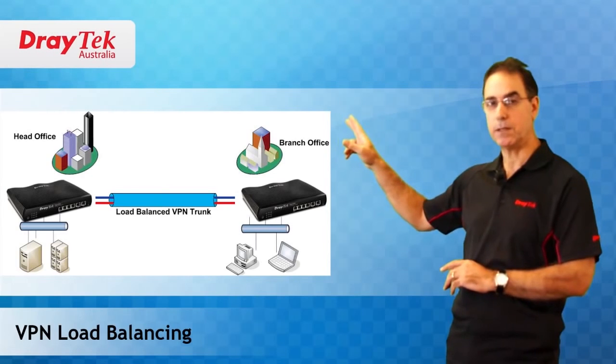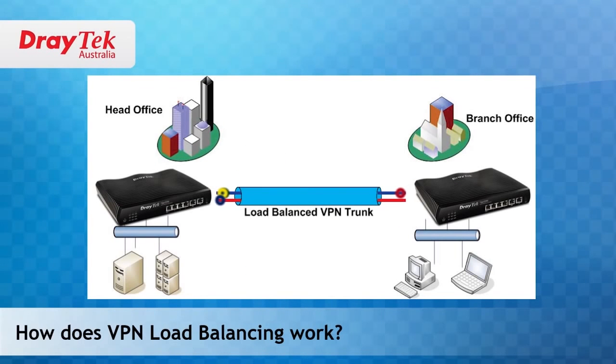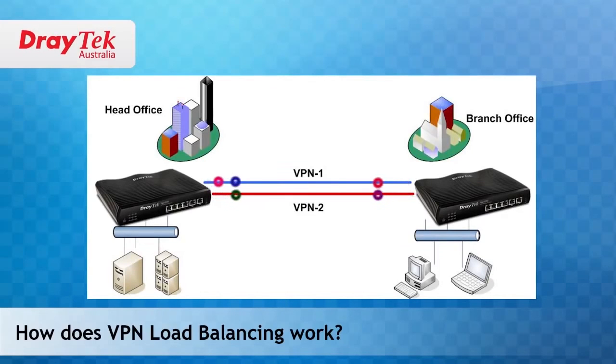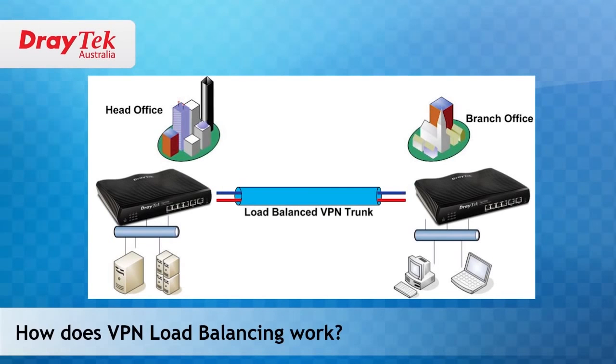DrayTek do provide a solution. Without going into great detail, VPN load balancing is a feature of DrayTek routers that allows you to set up multiple VPN connections between two sites using multiple WAN connections. This provides both a larger capacity network pipe between the two sites, as well as providing redundancy should one of the WAN connections fail. VPN load balancing works by combining the individual VPN connections to form a single greater capacity VPN trunk. The traffic load over each VPN connection is determined by the real-time bandwidth of each WAN connection, ensuring efficiency of traffic load distribution.